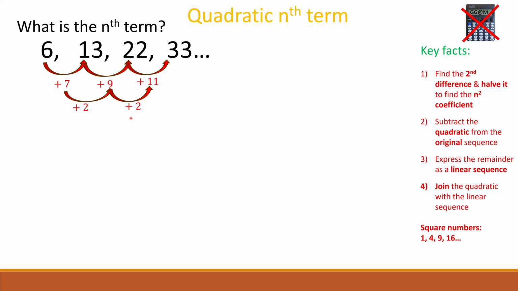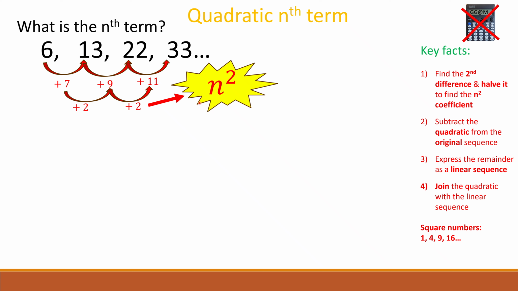Now to work out how many n squared we have got, we take the second difference, which is 2, and we're going to halve it. So half of 2 is 1, which means we have got 1 lot of n squared. So this sequence is going to start off with n squared. So the nth term will start off with n squared.